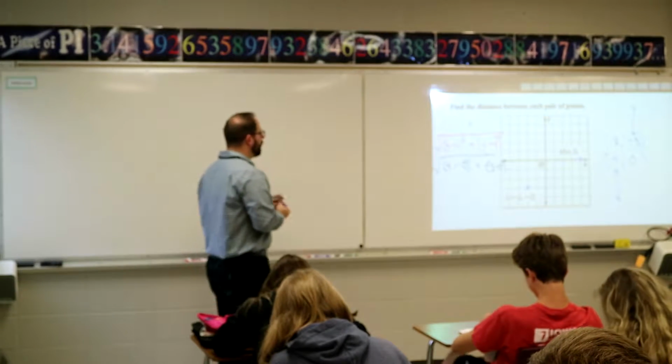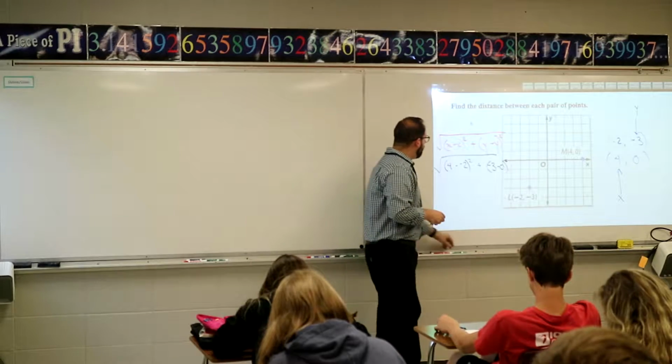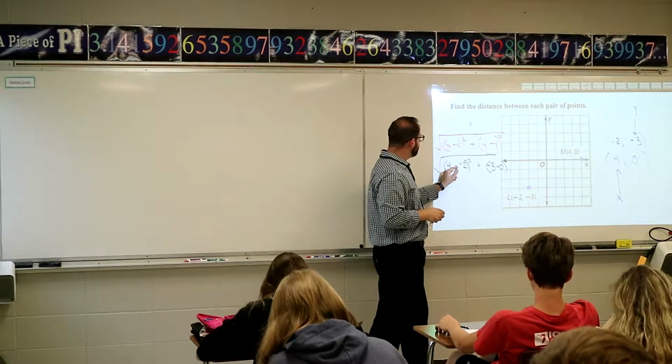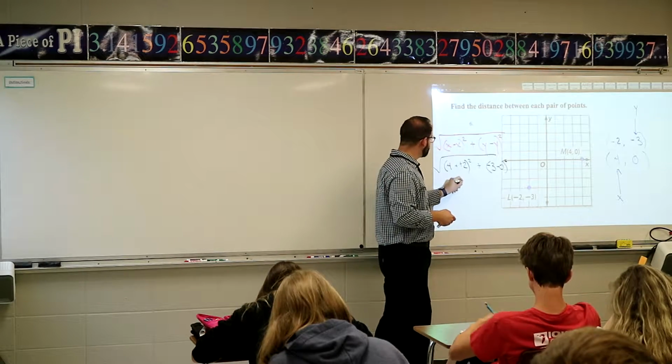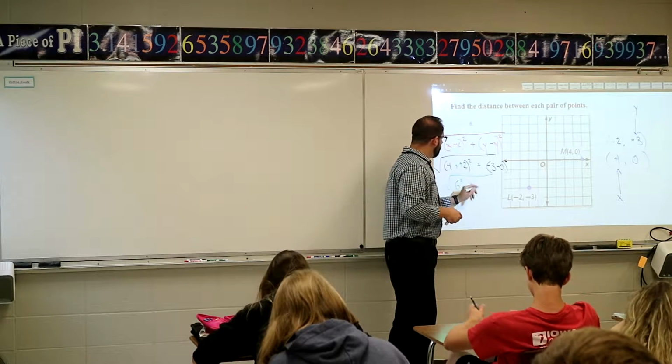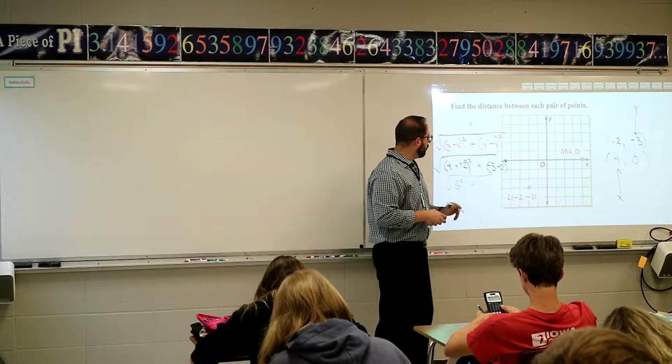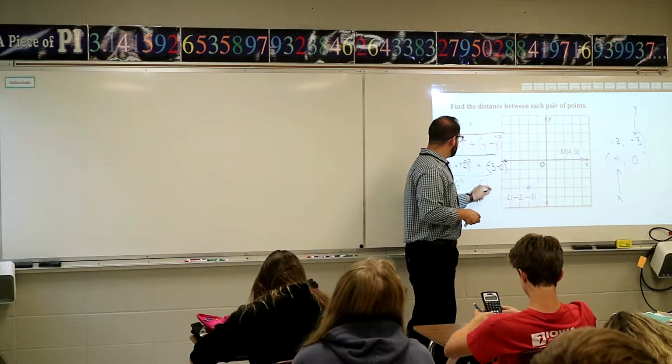Okay, let's actually subtract. What happens to the two negative signs here? Turn positive. Yeah, they turn plus, right? So we're doing 4 plus 2, which is what, 6? I'm going to square that. Okay. -3 minus 0. What, -3?